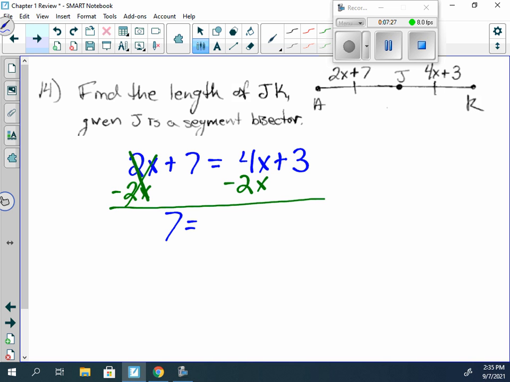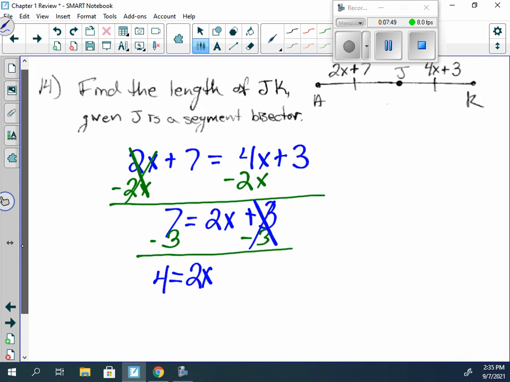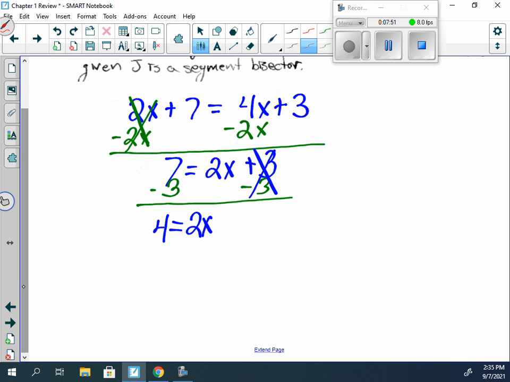Here, 4x minus 2x is 2x plus 3. So by subtracting 2x from both sides, we remove the x's from one side of the equation, and now we only have them on the right side. Now the next thing we need to do is to subtract 3 from both sides. 3 minus 3 is 0. 7 minus 3 is 4. And last but not least, we need to divide by 2.